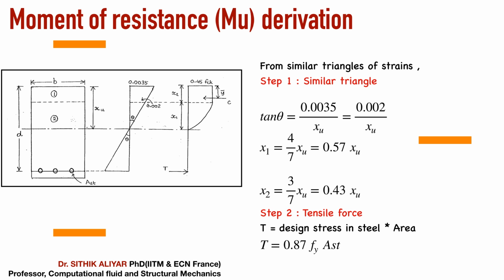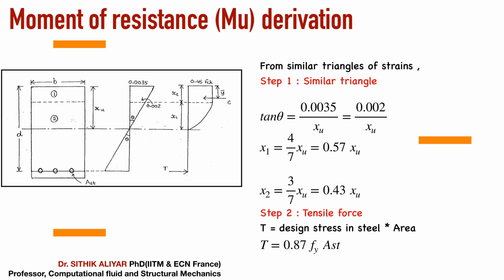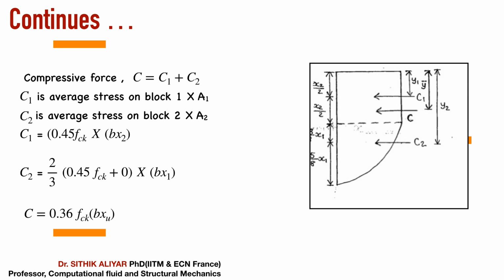Now in step 2, I hope you understood how to calculate the tensile force. Now coming back to compressive force. Compressive force is divided into two sections, as I told you, 1 and 2. One section is for the parabolic portion, one section is for the rectangular portion. For the rectangular portion it is C1. It's very easy, it's just a rectangular area. Stress into area is the force. The stress throughout the rectangular area is 0.45 fck. You can go back to the figure and see 0.45 fck is constant throughout section 1. So stress is 0.45 fck and area is a rectangle, b into x2, length into breadth.